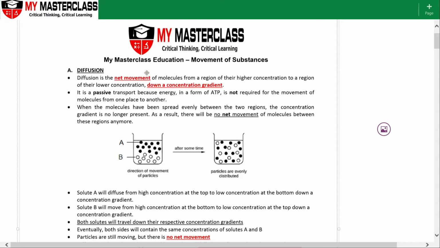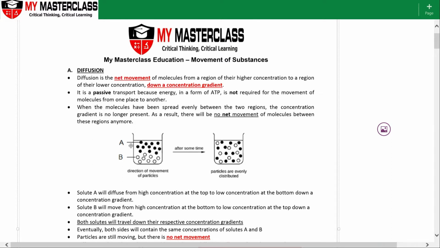Okay, so net movement means that when your particles have moved from a region of higher concentration to a region of lower concentration, eventually there will come a time whereby all the particles have evened out in each other. So there's an even amount of concentration in all the areas, but it does not mean that the particles are not moving anymore. The particles are still moving, vibrating in their own spots, but it is net. So for example, when one of the white ones moves a little to the left, one of the black ones will move a little to the right. Okay, so that is what is known as net movement.